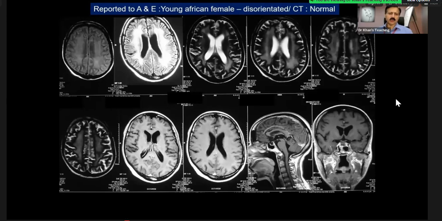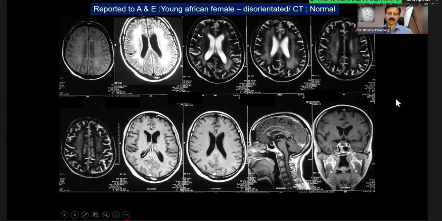This patient reported to A&E, a young African female. She was very disoriented. CT scan was sort of normal. Did this MR. This is a FLAIR sequence. This is a T2-weighted sequence. There is no enhancement on the post-contrast. But how can you explain this finding?